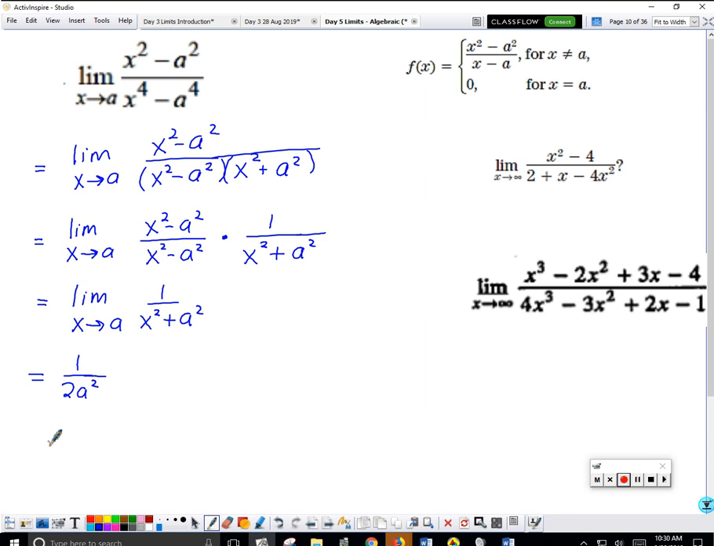A squared plus a squared. Please, I'm still confused why it's 2a squared. No worries. What's a plus a? 2a. Good. Same logic. If you have an a squared added to another a squared, you have 2a squared.